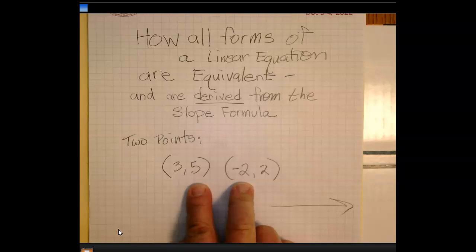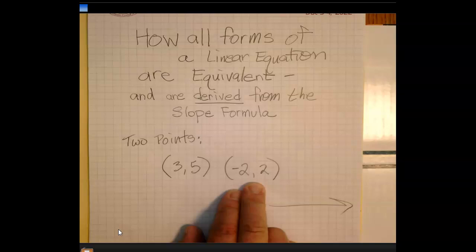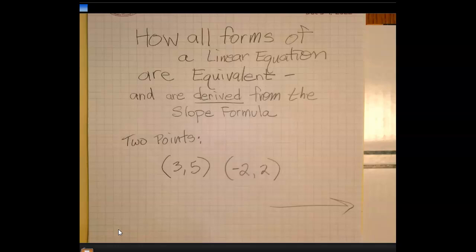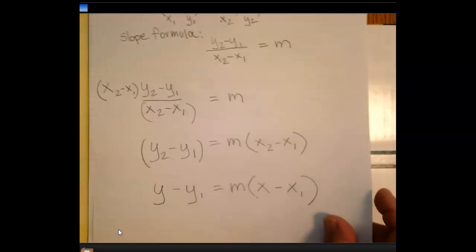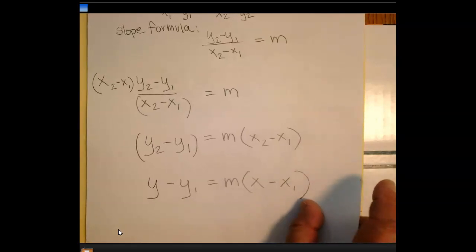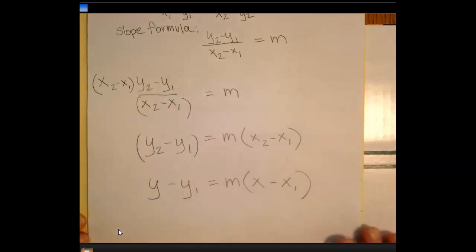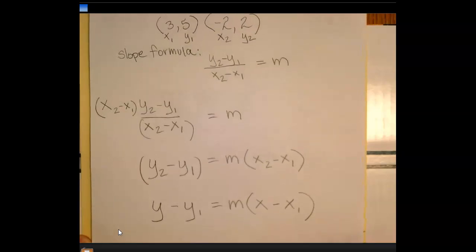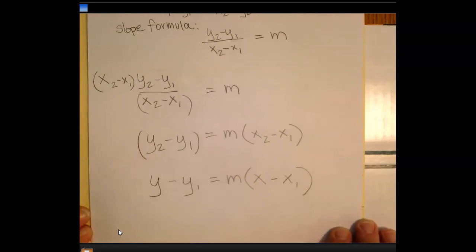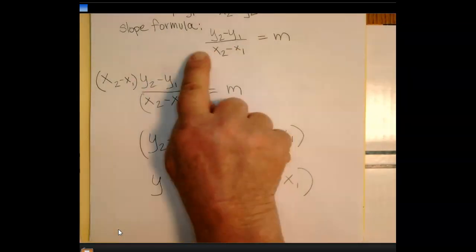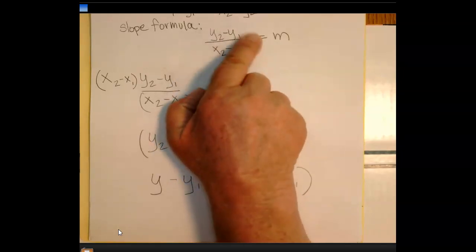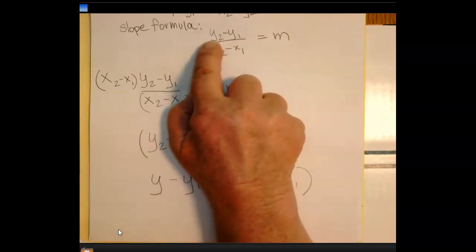So here are the 2 points that we're going to work with: (3, 5) and (-2, 2). But before we actually start working with them, I want to demonstrate how we get point-slope form of a linear equation from the slope formula. So here we go. We've got the slope formula, and I want to isolate y on this side of the equation.